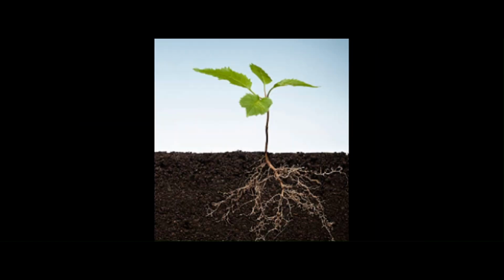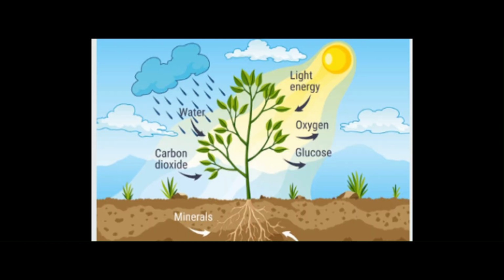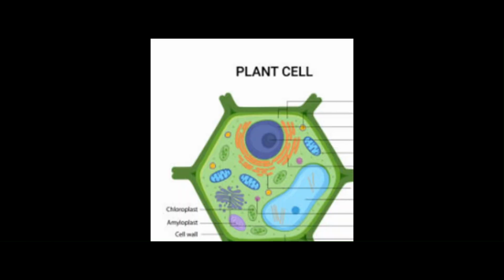Water and minerals present in the soil are absorbed by the roots and transported to the leaves. Carbon dioxide from air is taken in through the tiny pores present on the surface of leaves. These pores are surrounded by guard cells. Such pores are called stomata.